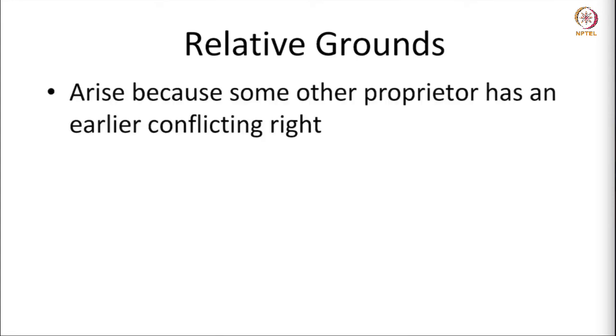There are also certain relative grounds on which registration can be refused. Now, registration will be refused if some other proprietor or owner has an earlier conflicting right. So the day you file an application for a mark, there is another person who has been using that mark before you. So that could be a relative ground for registration, largely because of a prior or a conflicting user.